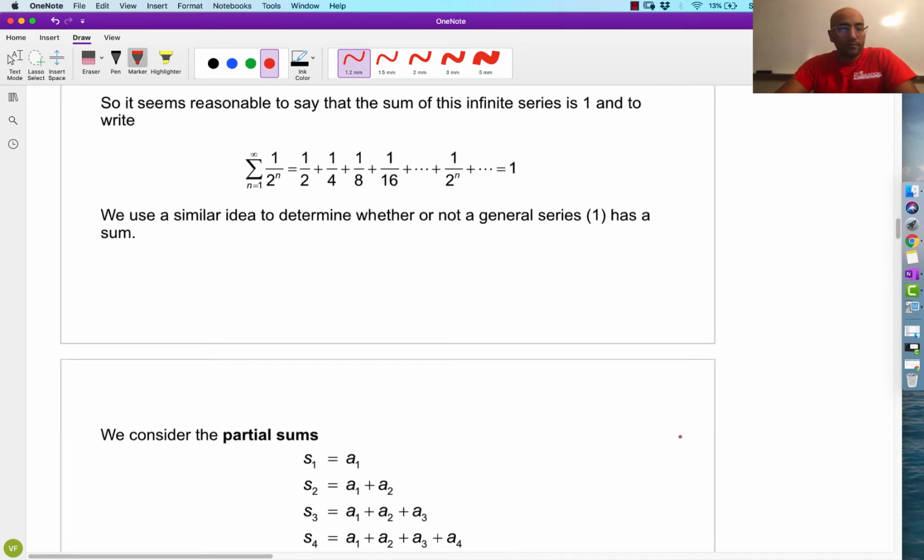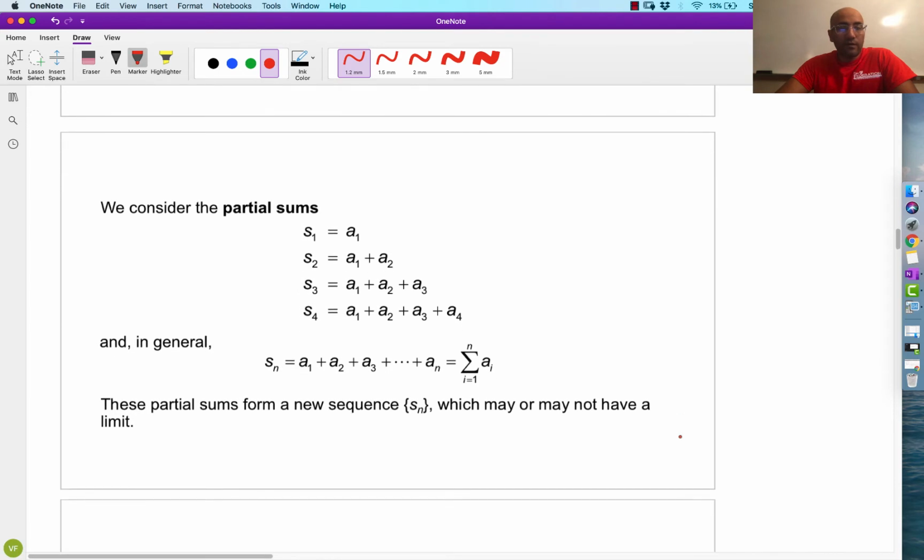So consider the following, we call these partial sums. Consider the following partial sums. This is going to be based on a sequence, right? We have a sequence, a sub 1, a sub 2. We have a sequence. What is happening? Oh, why do I have a marker?